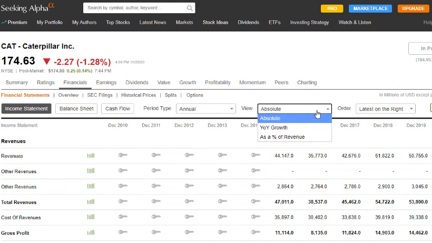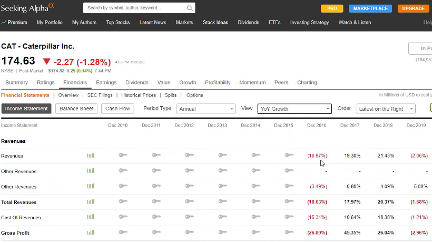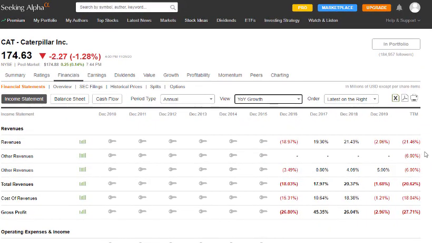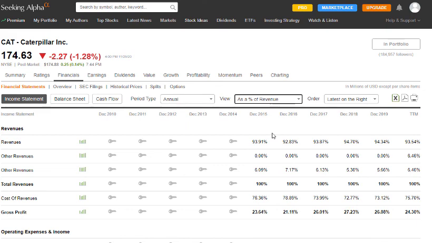So one thing we can do is click year-over-year growth instead of absolute value. So we see in 2017, revenues went up almost 20%, then they went up 21%, now they're down 2%, now they're down 21% in the most recent 4 quarters. Interesting. We can also look at everything as a percentage of revenue in that year. Sometimes this is called a vertical analysis.